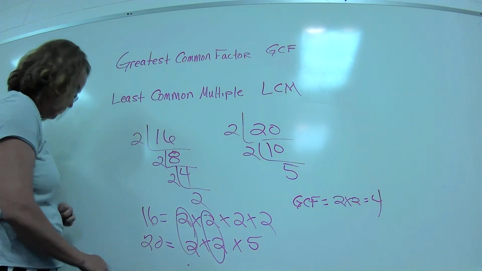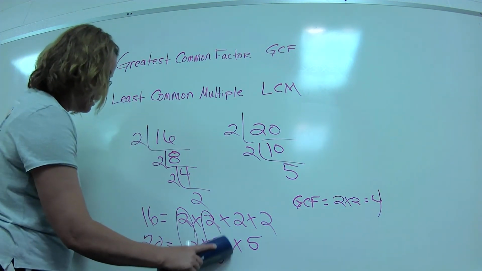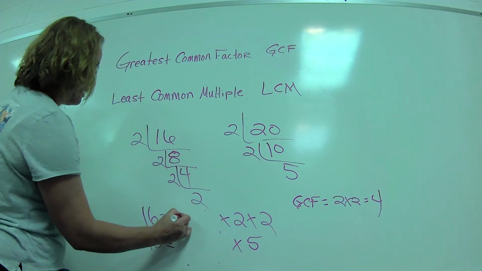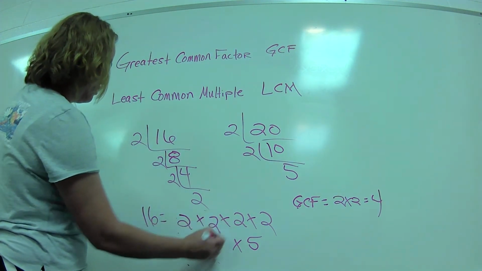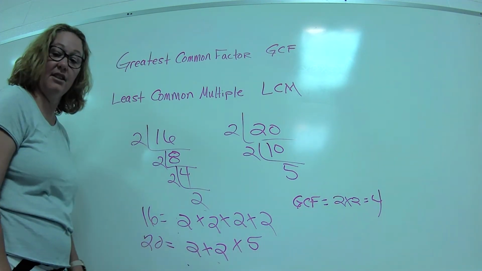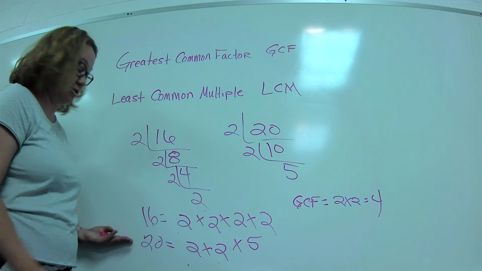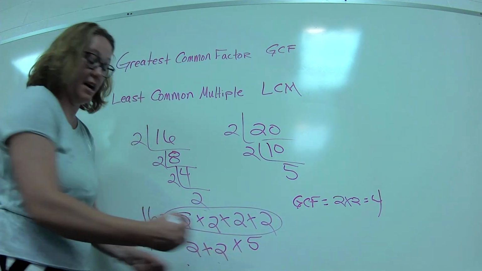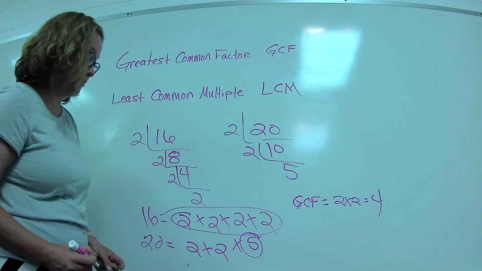All right, how about multiples? I'm going to erase my circles here and write this out again. 2 times 2 times 2 times 2, and 2 times 2 times 5. Now again, we're going to take the number that has the most 2's. So this is the most 2's. And then down here we have a 5, so we have to multiply this 5.